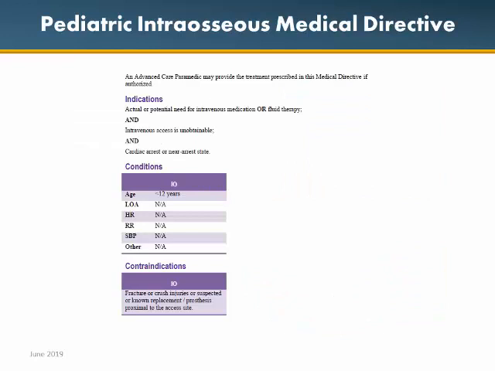Okay, now let's move on to an intraosseous review. When looking at the indications for initiating an IO, it states that there needs to be an actual or potential need for fluid and or medication administration, as well as the inability to establish an IV in the child, and the child is either in a cardiac arrest state or a near arrest state. The child has to be less than 12 years of age for the pediatric IO directive, and the contraindications include fractures or crush injuries or a suspected or known replacement/prosthesis proximal to the injury site.